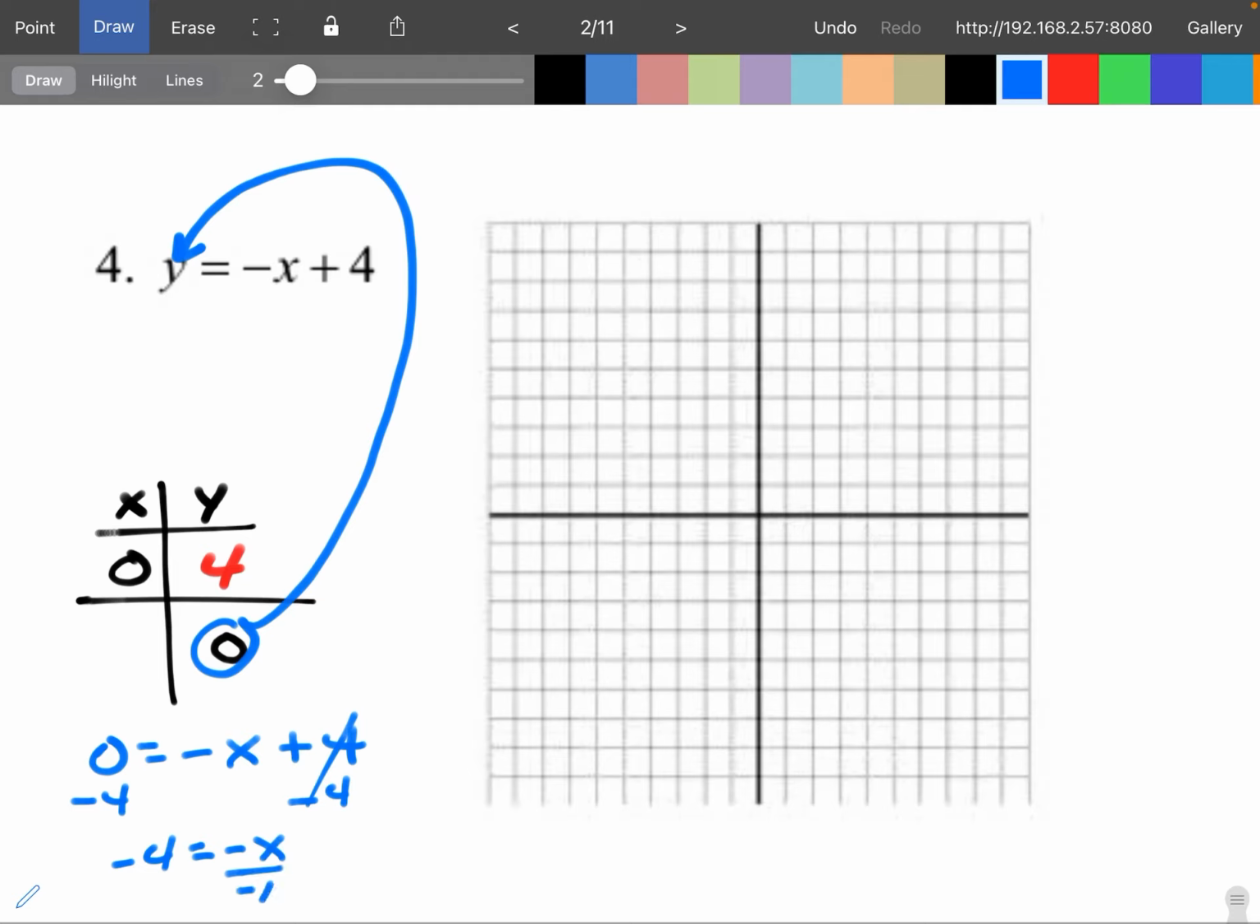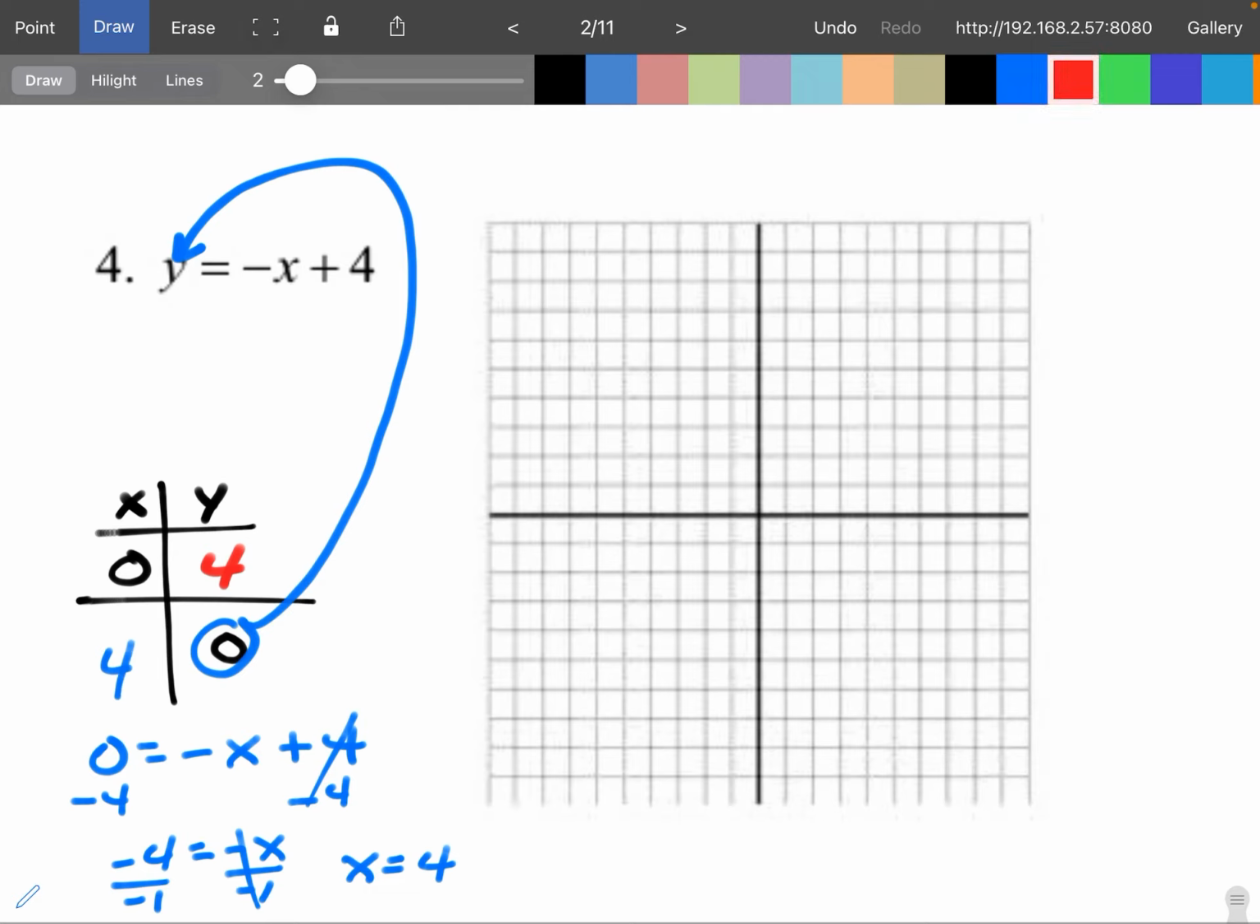Then you got to solve for x, right? So how do you solve that for x? Good, Ryan. Subtract 4 on both sides. Those cancel out over on the right. So now you got -4 equals -x.